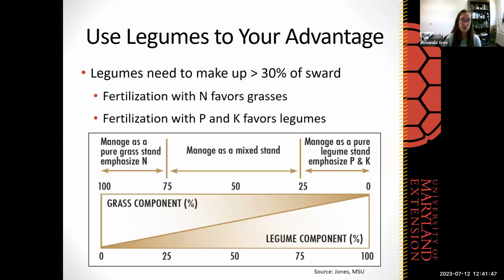And the opposite is true for the phosphorus and potassium. So if we're fertilizing more or focusing on keeping our P and K fertility up, then we're going to start favoring more of the legumes and favoring the grasses a little bit less. So you can use your fertility strategy and your fertilization to help maintain a larger grass component or larger legume component, as you want it to be.